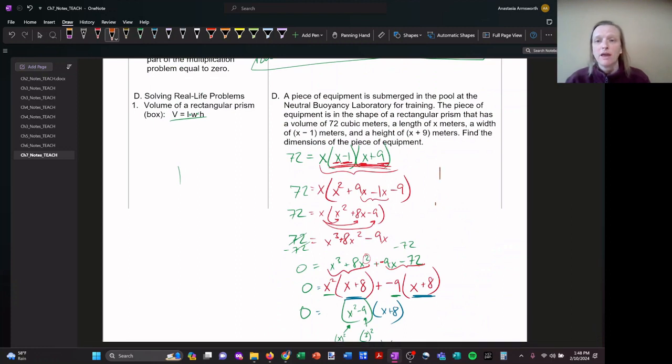And then I can figure out my length, my width, and my height by following these. The length is x meters. Well, that's 3. My width is x minus 1. So that's 3 minus 1, which is 2 meters. And my height is x plus 9. So 3 plus 9, which is 12 meters. So now I know the dimensions of my container, and we finished the problem. I hope this helped.